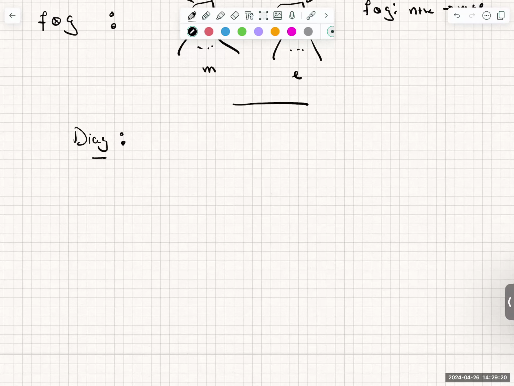And the way you compose is you either stick them side by side, or you stick them to each other along inputs and outputs if they coincide. So composition here just means taking two little graphs and making a bigger one, if you wish.